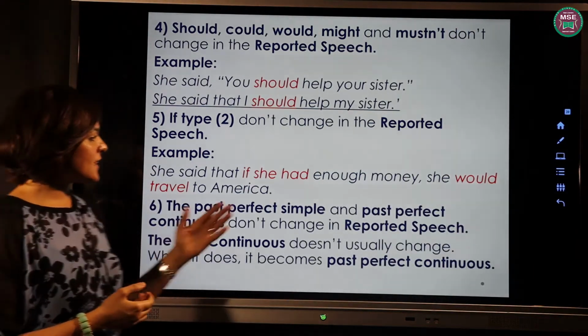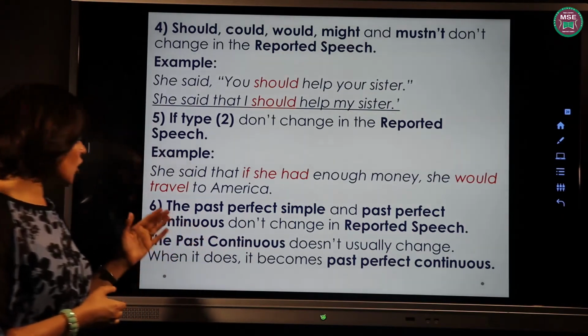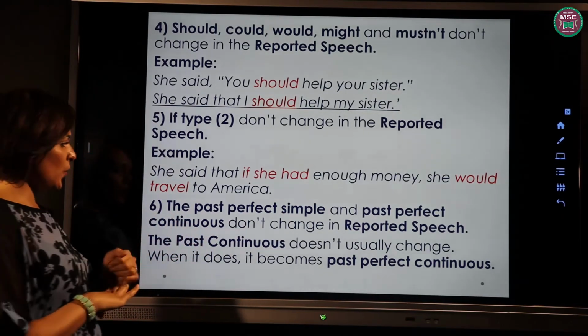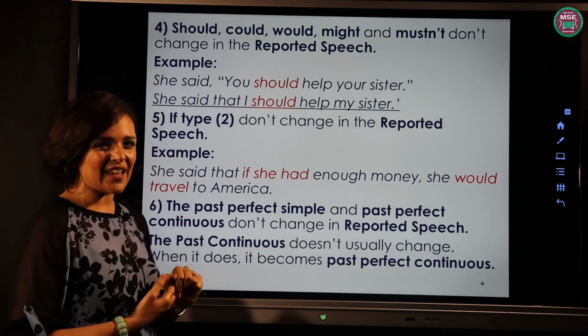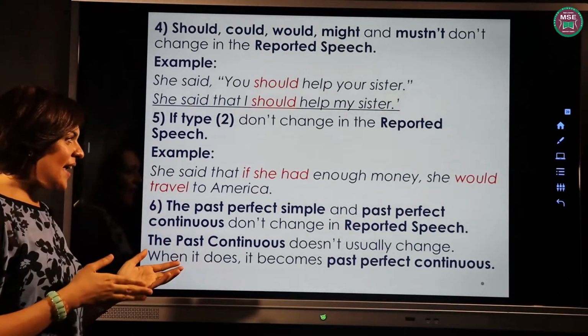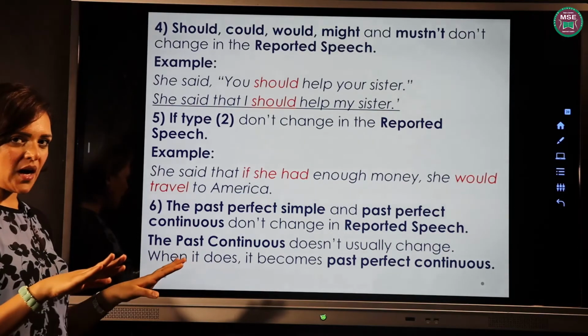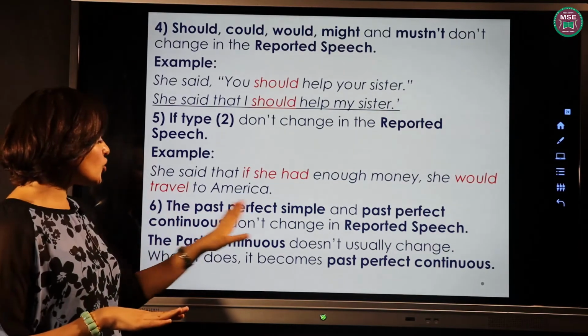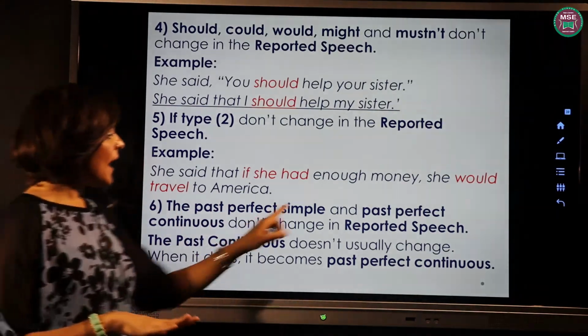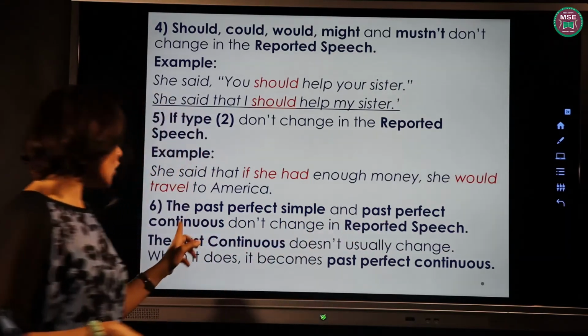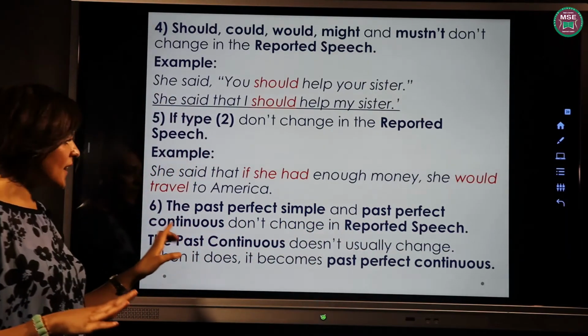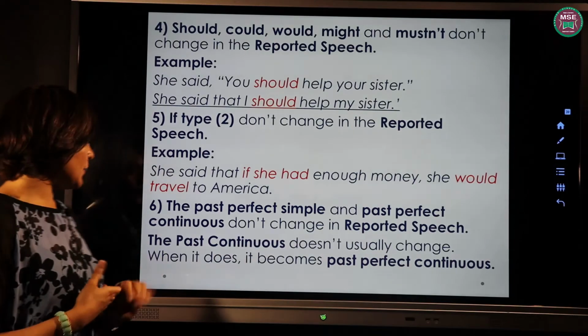The past perfect simple and the past perfect continuous don't change. When we find past perfect, we don't have any tense before the past perfect. It is the final past of the past. So we don't change it, we keep it as it is. And the same for the past perfect continuous or past perfect progressive. Don't change it in the reported speech.